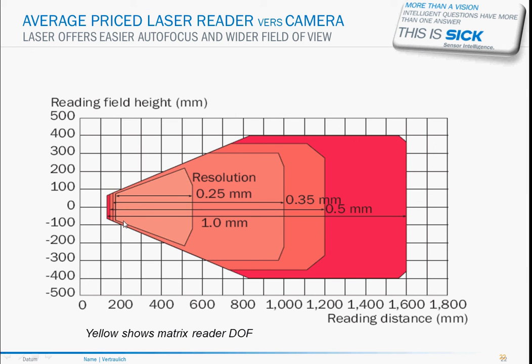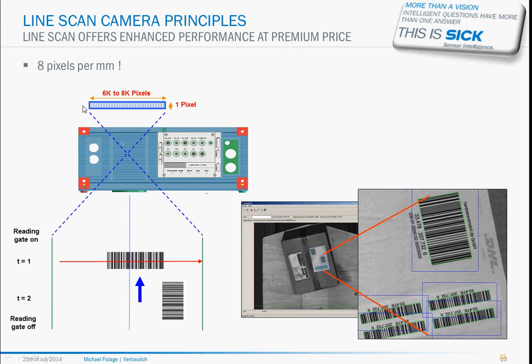Here you can see an average price laser reader, and you can see it's actually working from approximately 200 millimeters out to 1.6 meters on a 0.5 millimeter code. If we overlay it with the reading of a matrix camera with a 0.3 mil code, you can see it works with a smaller resolution over a longer range, but the read height is significantly smaller. We could improve this read height by putting on a different lens, but then it would have to be a much shorter depth of field.